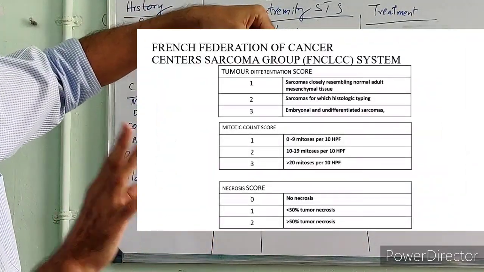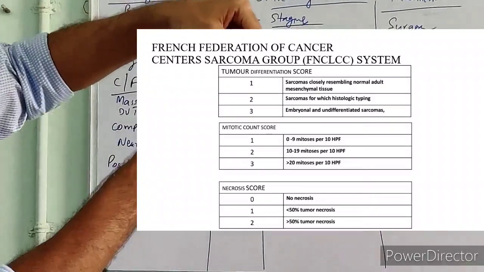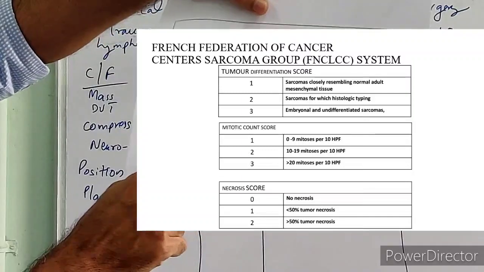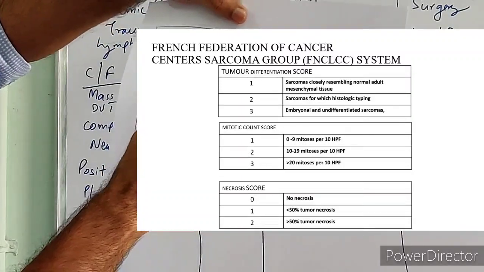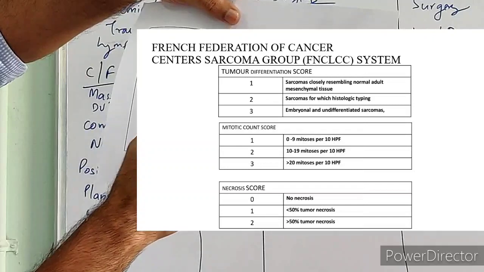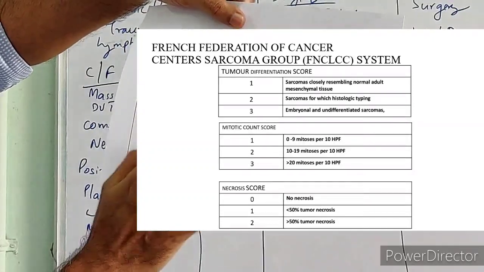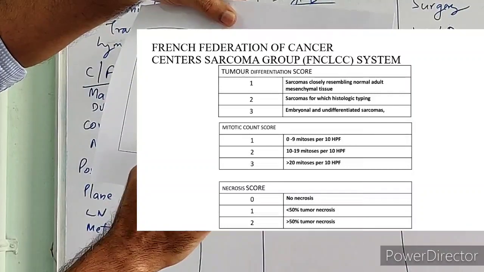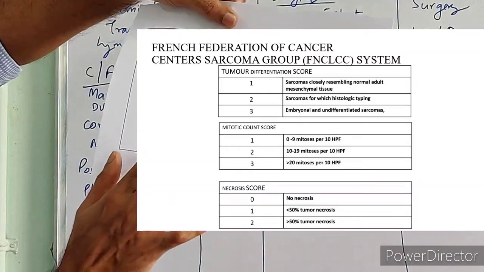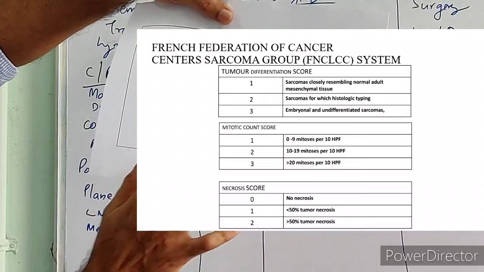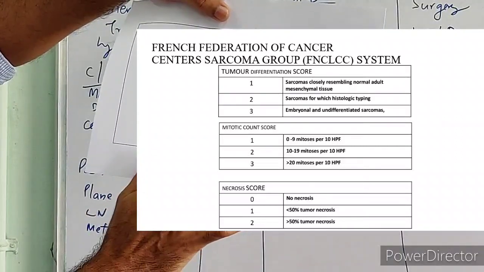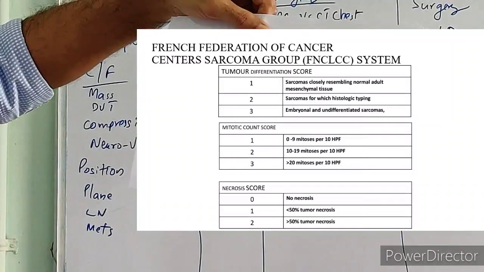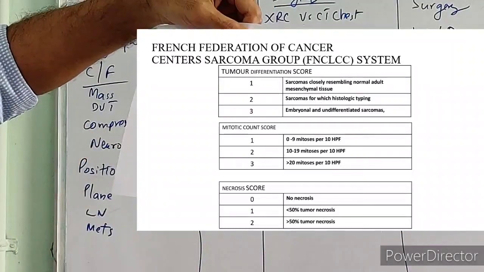The grading is dependent on 3 factors. One is the tumor differentiation, the mitotic count score, and a necrosis score. Depending on that, there are 3 categories: well differentiated, moderately differentiated, or undifferentiated. Mitotic count is 0 to 9, 10 to 19, or more than 20 mitoses per 10 high power fields. And necrosis score is 0 for no necrosis, less than 50% tumor necrosis, or more than 50%. So these 3 factors need to be considered. That's why we need a core biopsy.